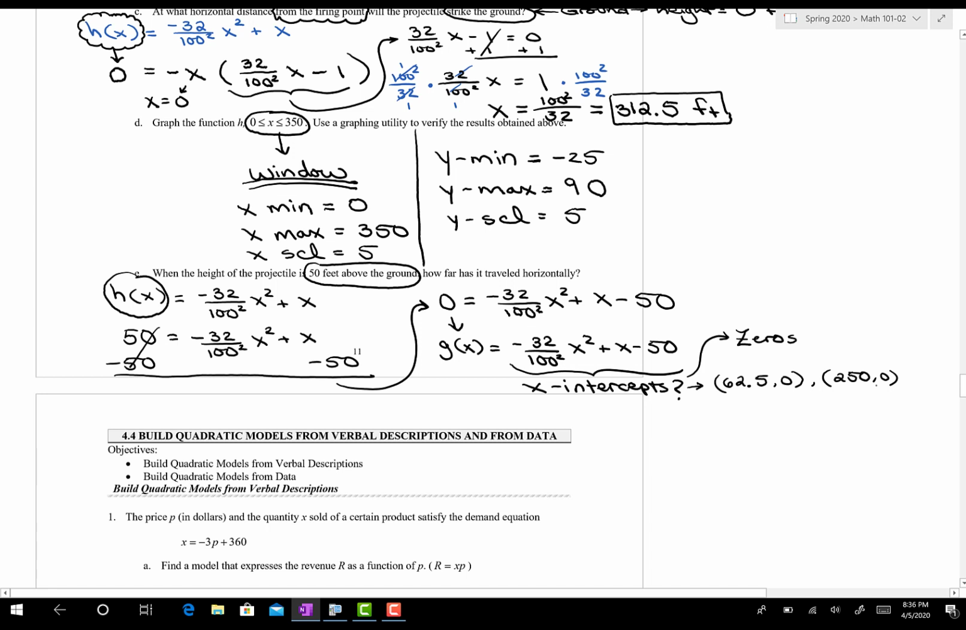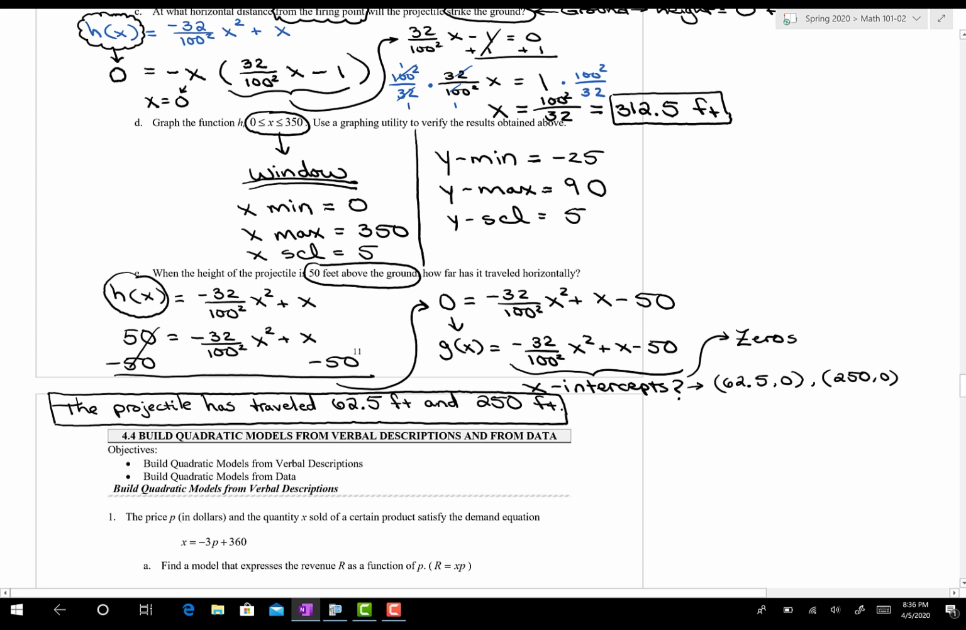Now I'm just going to write down the actual x coordinate values. The projectile has traveled 62.5 feet and 250 feet. So in order for the height of the projectile to be 50 feet above the ground, this is how far it must have traveled horizontally. There's two values where it's going to be 50 feet above the ground.